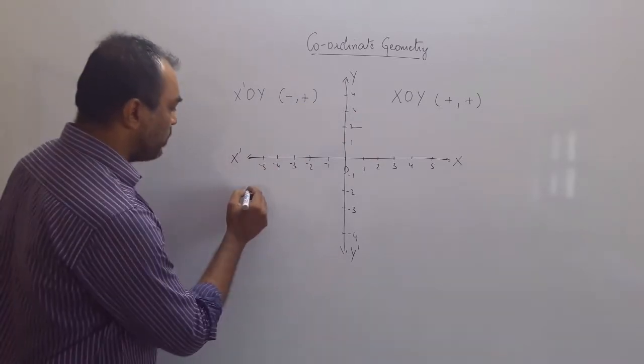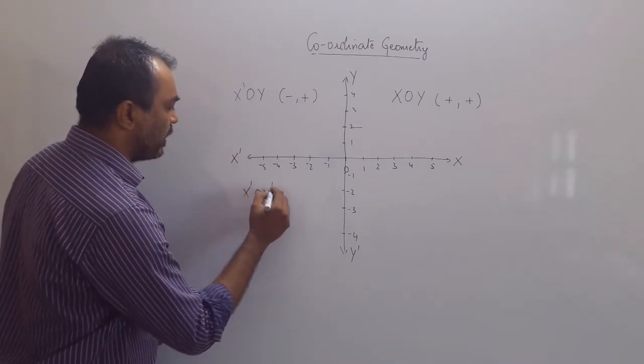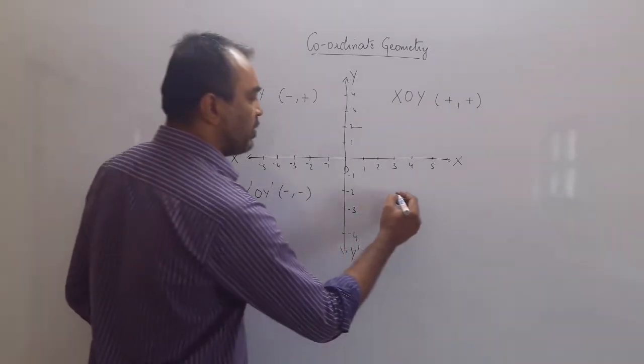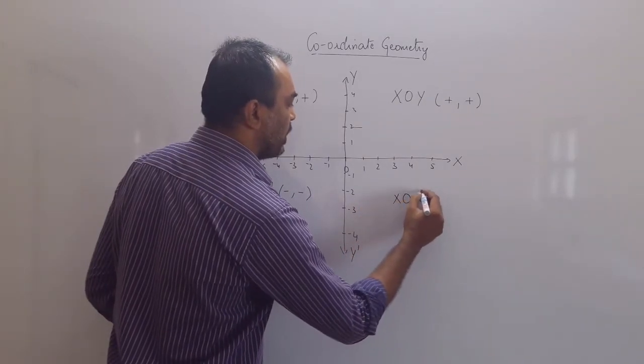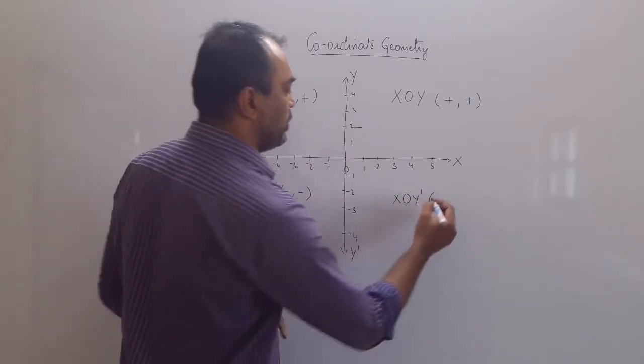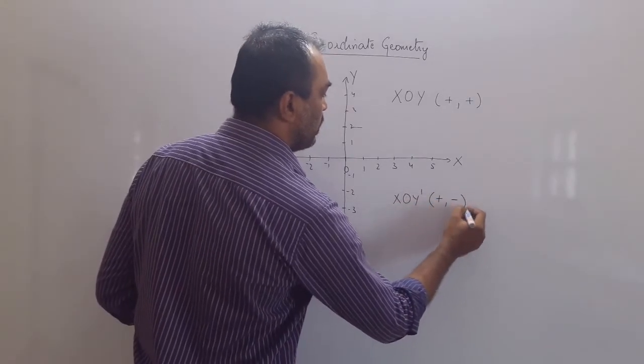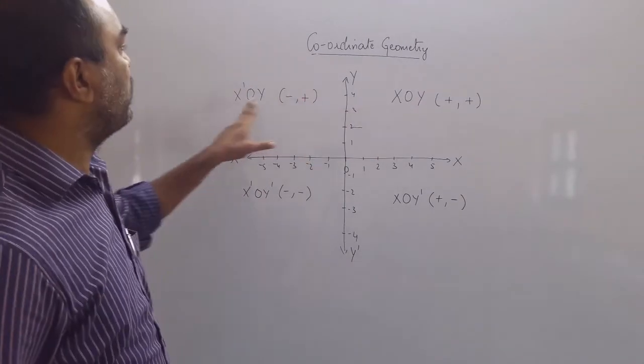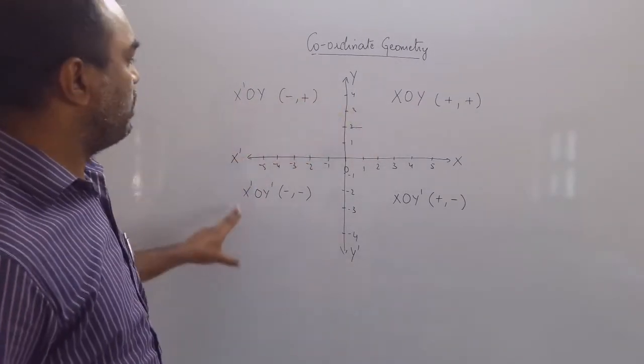The third one is called X' O Y', to the left, to the bottom. Negative, negative. And the fourth one is called X O Y'. Fourth quadrant, to the right, to the bottom. So here you can see we always take the x first. X', x.